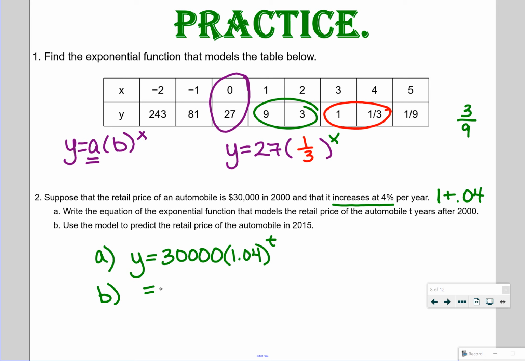All we have to do is plug in 15 to represent 15 years after 2000. And again, just type that in the calculator. And we get, again, to the nearest penny here, $54,028.31.